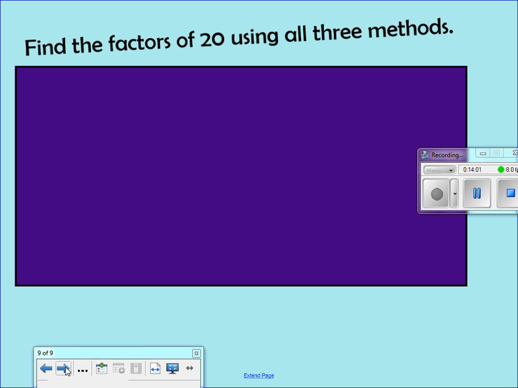So I want you guys to try this out and try to find the factors of 20 using all 3 methods. And tomorrow we'll practice these even more. All right, pause the video and try them out.